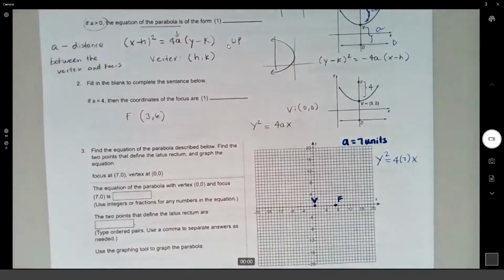Oops, I don't know if you guys can see that. Where's the mouse? Okay.